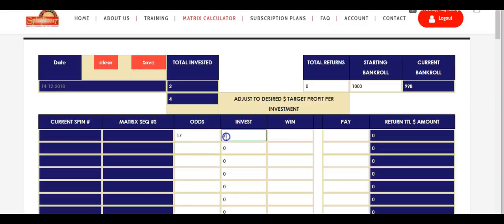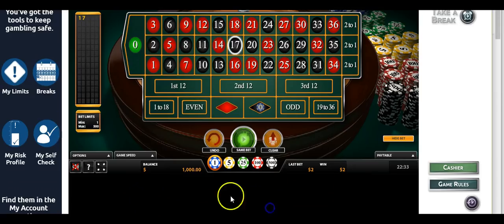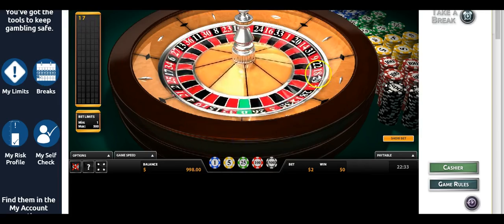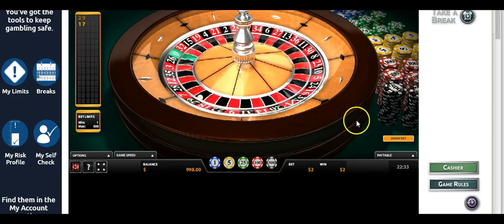So your first bet is going to be 2 units on whatever number. But what we're going to do is, since we're not using the number sequence for 17, we're just going to force some spins here, and then we'll start the clock.